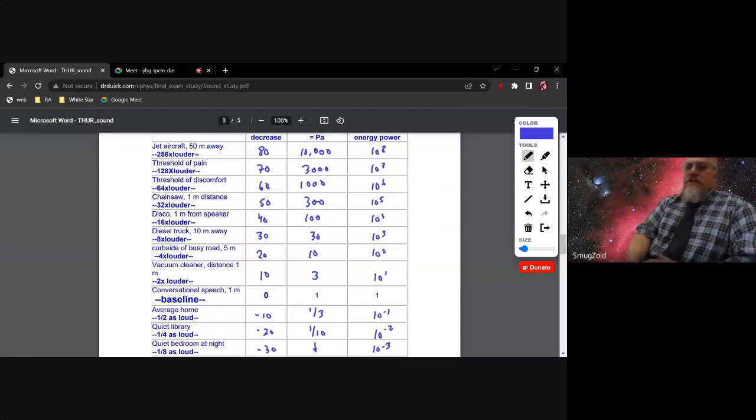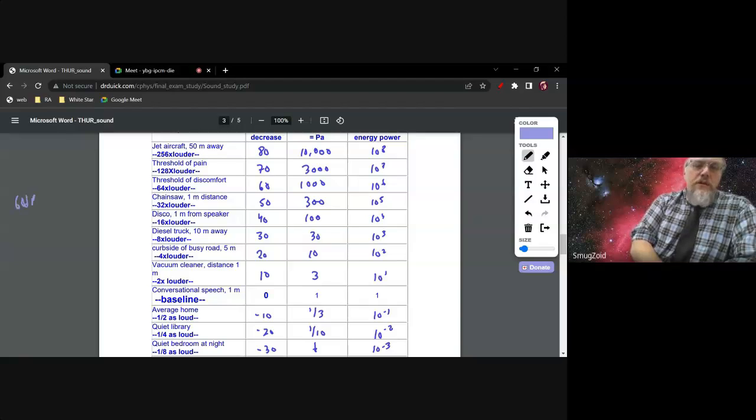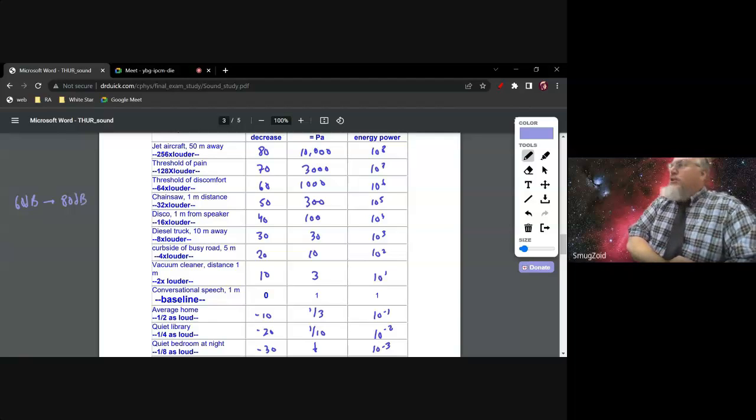If it says in a question, and we're not going to do them, you can do them yourself, obviously, that's what makes this a study guide, that if you have something that's playing at, let's say, 60 decibels, and it now goes up to 80 decibels, how much louder would it be? When you go up 20 decibels, it's going to be 4 times louder.